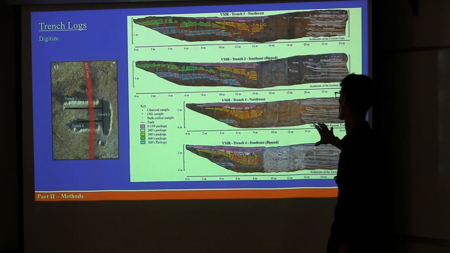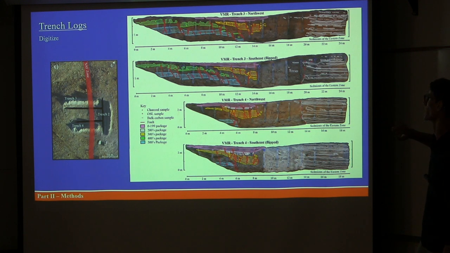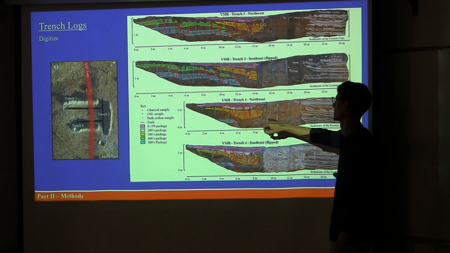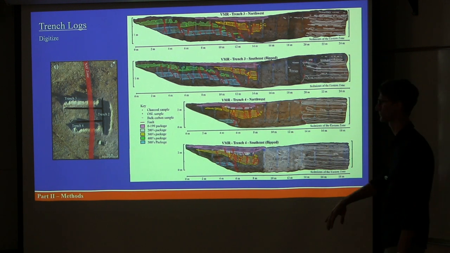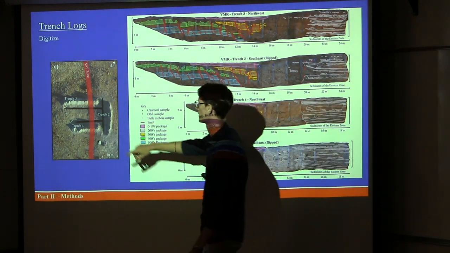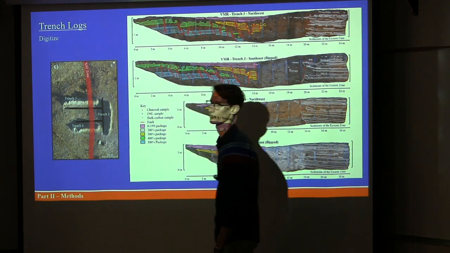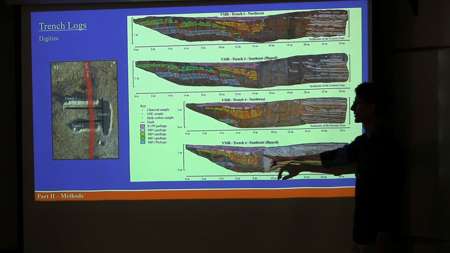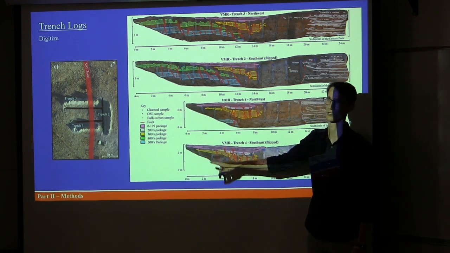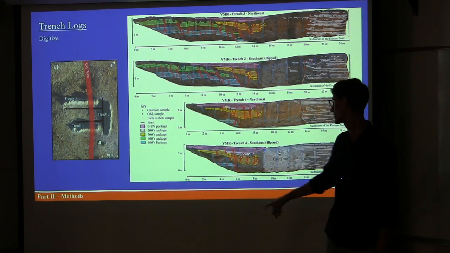So this is what my digitized logs look like from a zoomed out perspective. There's a lot of detail missing in these, but this is a simplified version of my trench log. You see here that trench 3 and trench 4 are actually a different size, which is reflected here. That's because we had a partial trench collapse right around here, so we could only excavate to a certain distance.